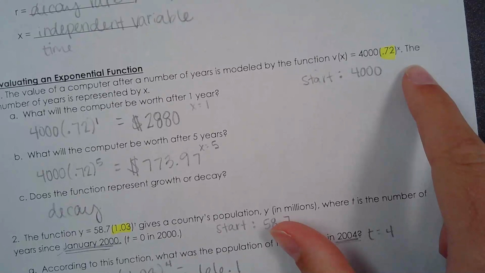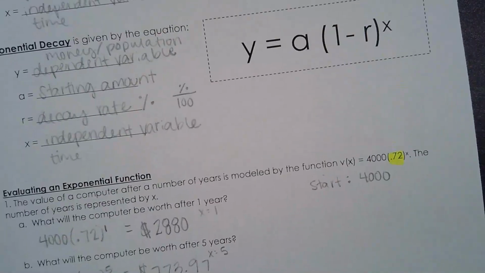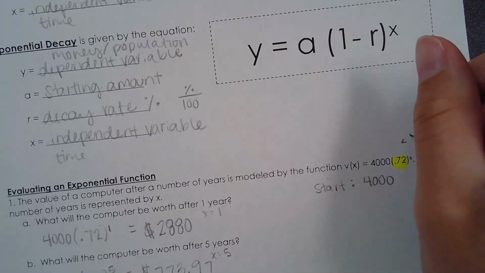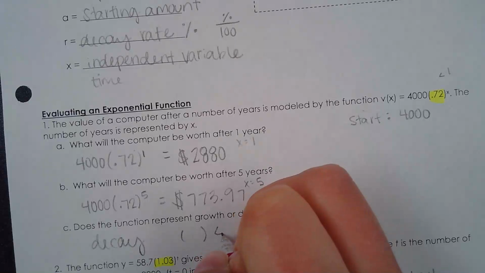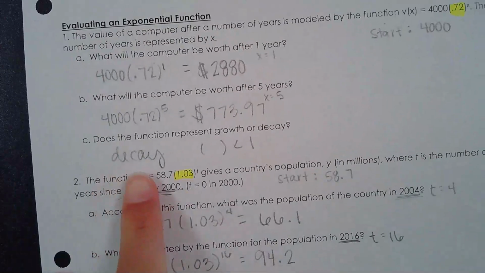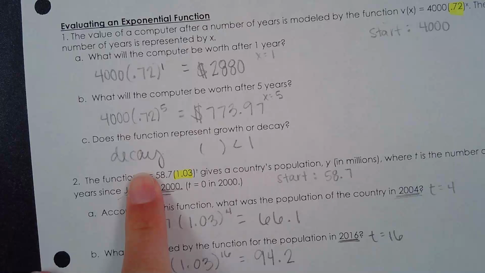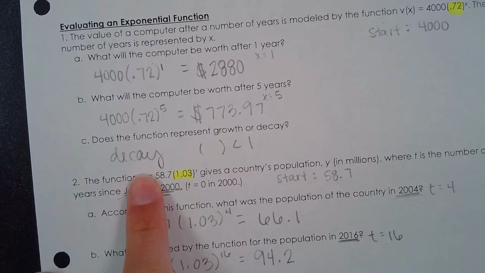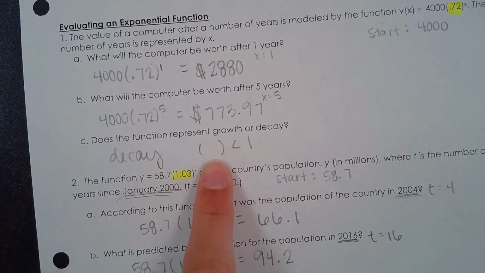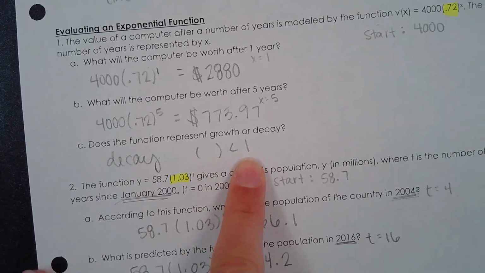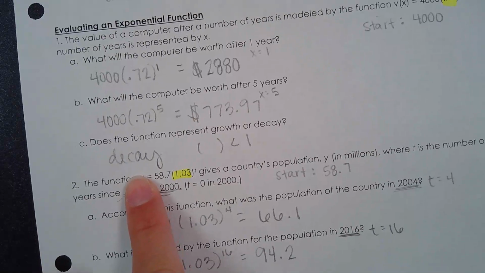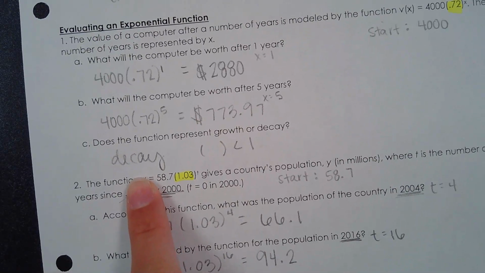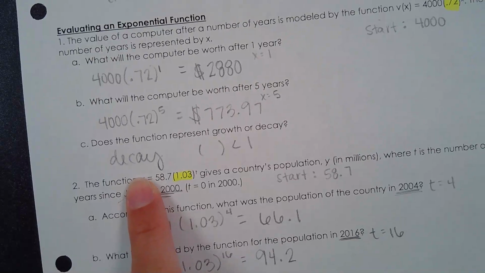Is that okay? So I'm going to jot down a note here. This one is less than 1. So if the parentheses are less than 1, it's decay. Are we okay with that? So the number inside parentheses, if it's less than 1, it's going to be decay. Do we have that written down? And I'm going to show you why in just a second. Can I show you why?